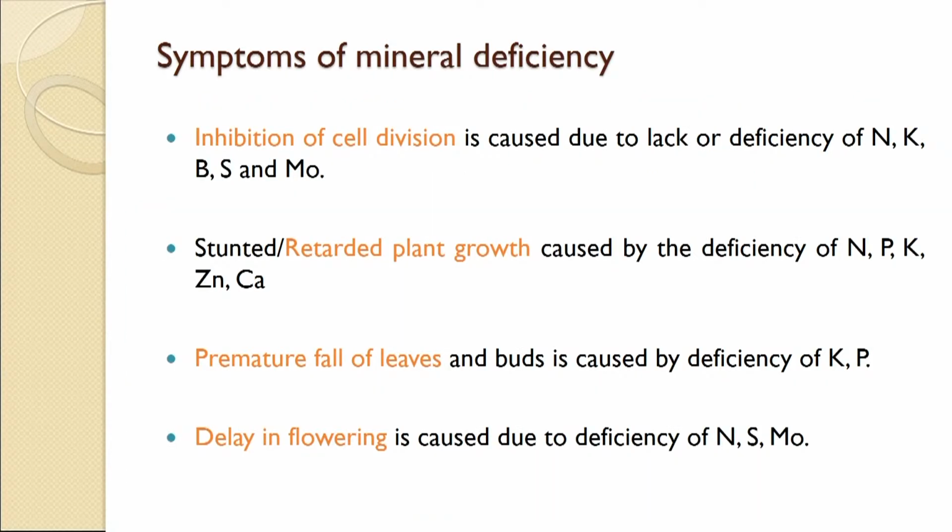Apart from that, there are other symptoms of mineral deficiency, like inhibition of cell division due to lack of nitrogen, potassium, boron, sulfur as well as molybdenum. Also there will be retarded plant growth. Also there will be premature fall of leaves as well as buds, particularly for the deficiency of potassium and phosphorus. And also there will be a delay in flowering, a delay in harvesting, and poor quality harvest that may be caused due to deficiency of nitrogen, sulfur as well as molybdenum.